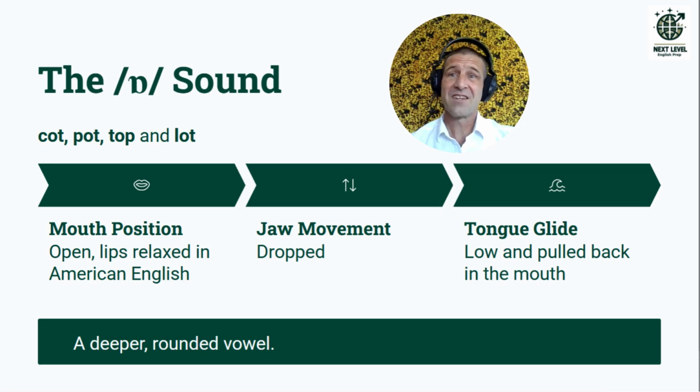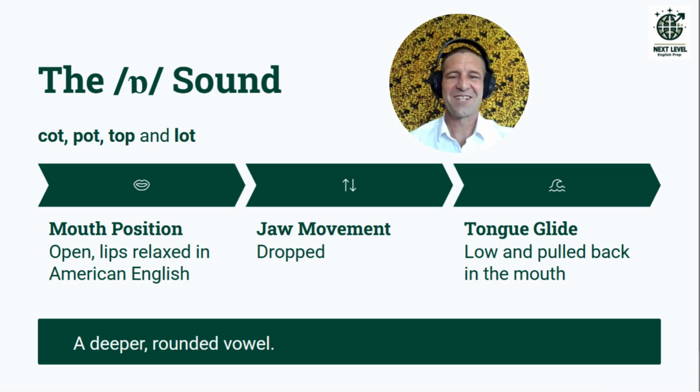And the main difference is that your tongue should be pulled back and low in your mouth. It's really different from the æ, where the tongue's raised. Your tongue's really low and pulled back. And the ɑ is a deeper sound. It comes from the back of your mouth.